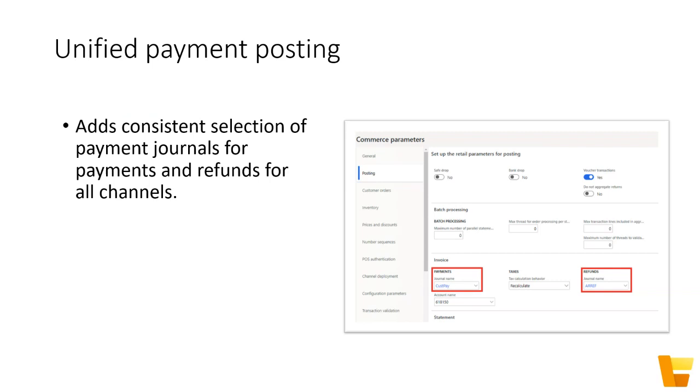So unified payment posting, what this does is it adds consistent selection of payment journals for payments and refunds in your channels. So before, I think this journal was only used for call center, and the refunds journal, you could select one, but it would just pick the first one alphabetically or something like that. So it didn't really make sense before. Now we have the ability to make sure that you have used the same journals for payments and refunds across all your channels within an LE.